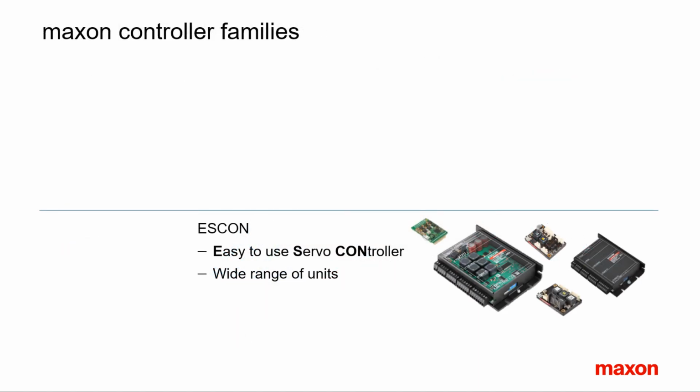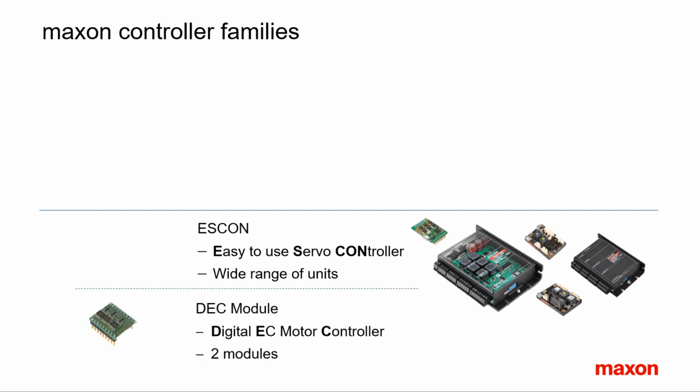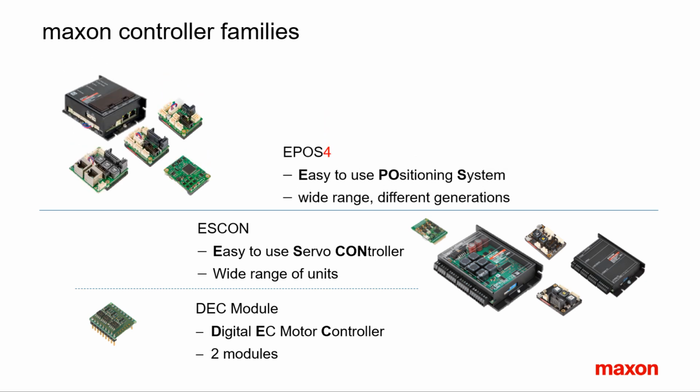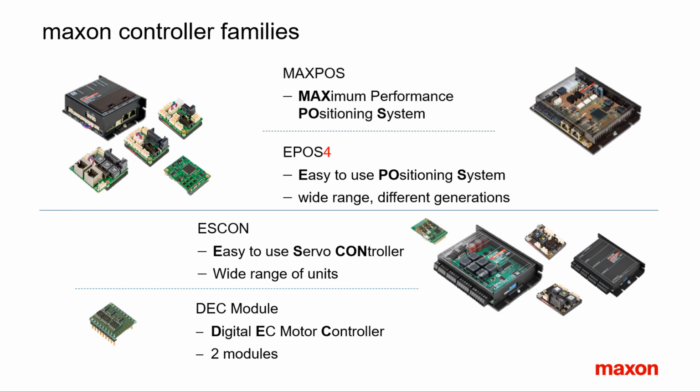Let me first give a very general overview on the maxon controller families. The ESCON family is the first choice when it comes to dynamic speed control with analog set value. Cost-effective electronic commutation of brushless motors and simple speed control can be achieved with the DEC modules. The members of the EPOS family are the standard positioning or motion controllers with CANopen interface. The maxPOS is a high-end position controller for extremely dynamic applications.